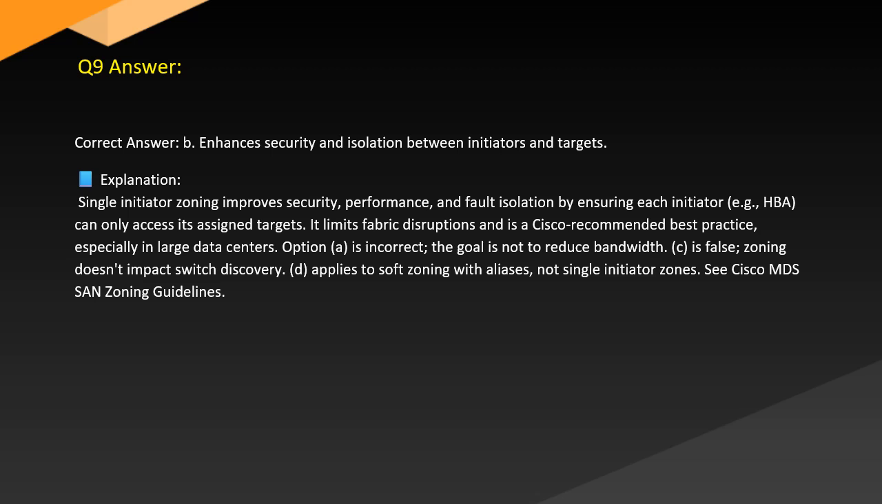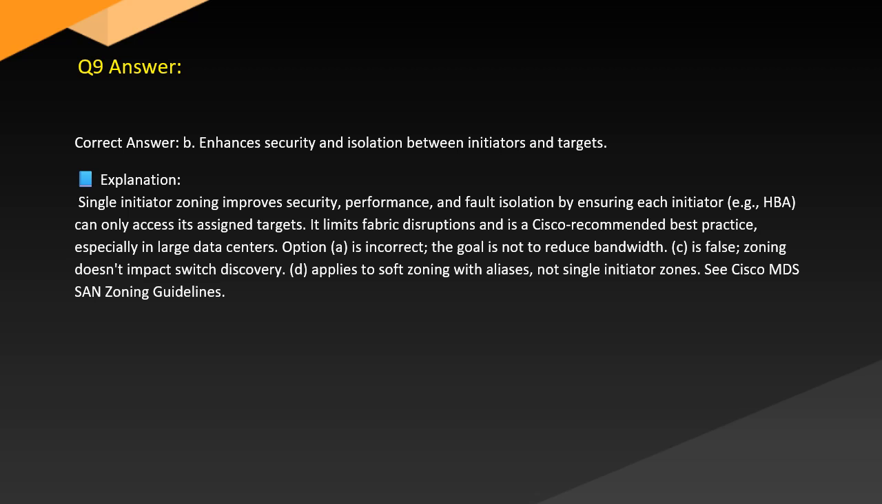Answer. Correct answer: B. Enhances security and isolation between initiators and targets. Blue Book explanation: Single initiator zoning improves security, performance, and fault isolation by ensuring each initiator HBA can only access its assigned targets. It limits fabric disruptions and is a Cisco recommended best practice, especially in large data centers.